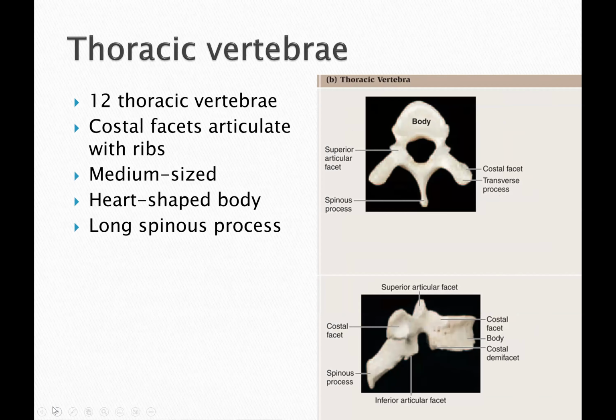And then we get to thoracic, 12 thoracic. The body is heart-shaped, kind of looks like a heart. But the thing that is typical of thoracic is these long transverse processes. They're the longest ones. The reason you have these long transverse processes is because what is attached to them are your ribs.